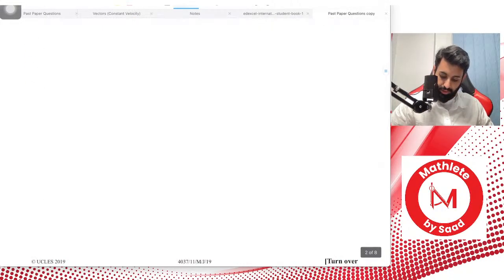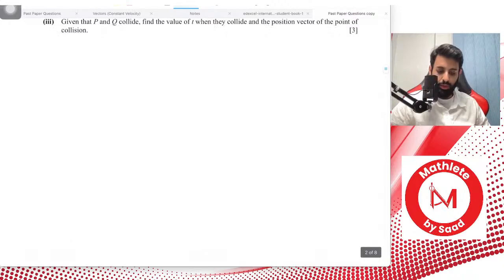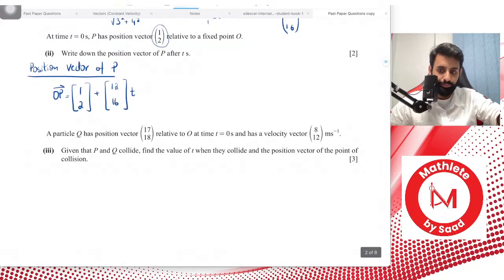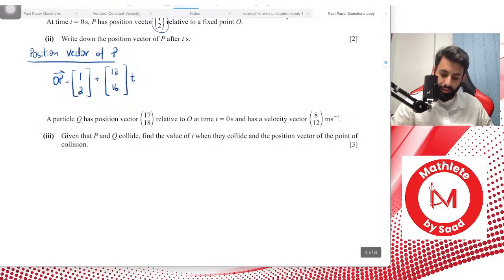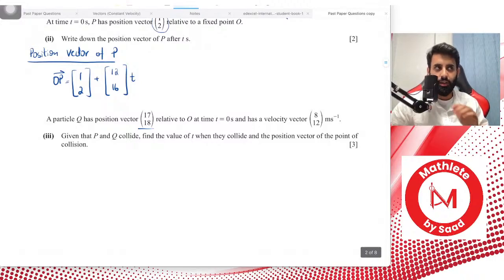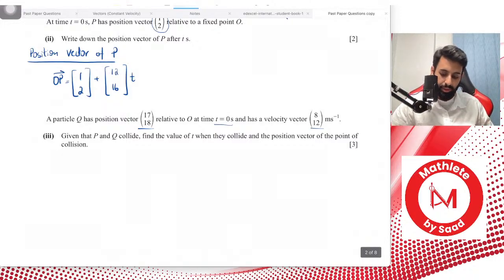This is from May June 2019, paper 1, variant 11. Now, here's part 3. Let's see what part 3 says. Part 3 says a particle Q has position vector (17, 18). That means it's starting from a point which is 17 units to the right and 18 units above, relative to the origin at time t equals 0 seconds, and has velocity (8, 12) meters per second.